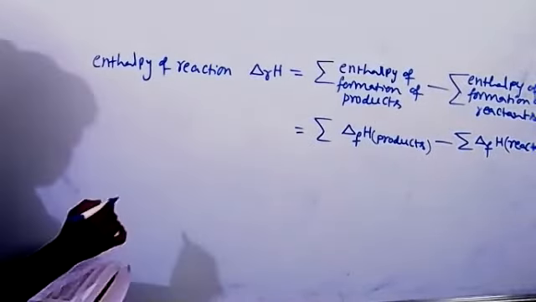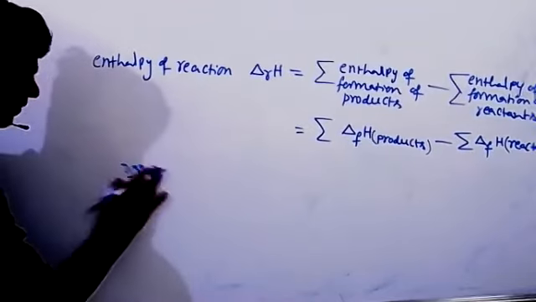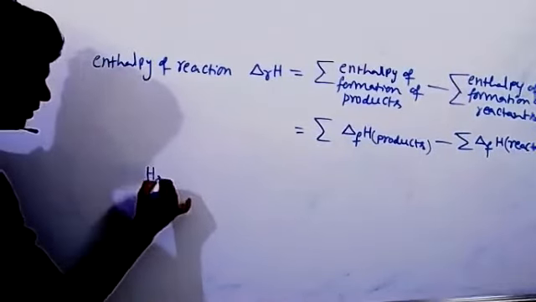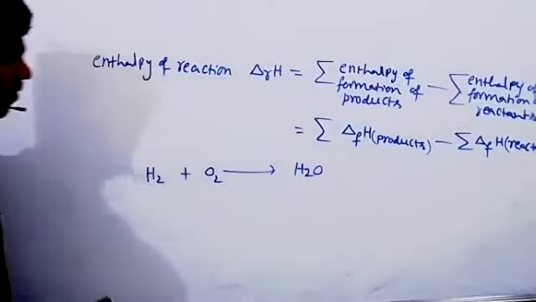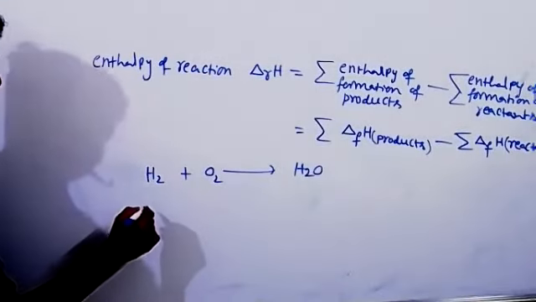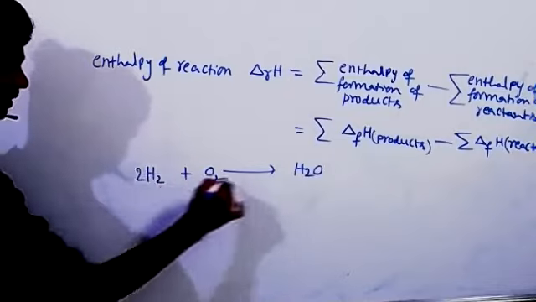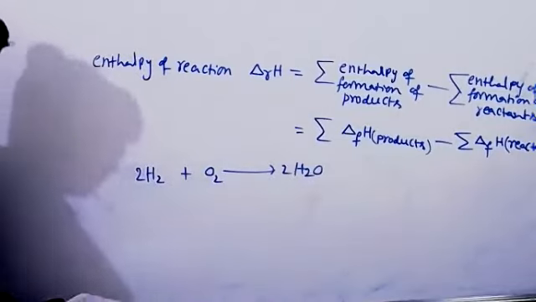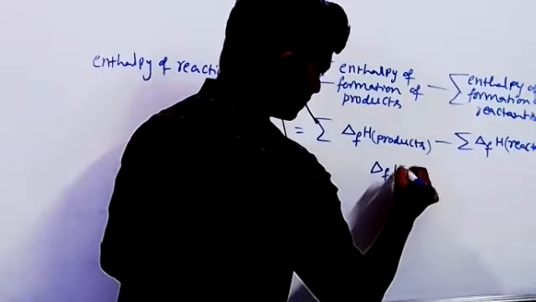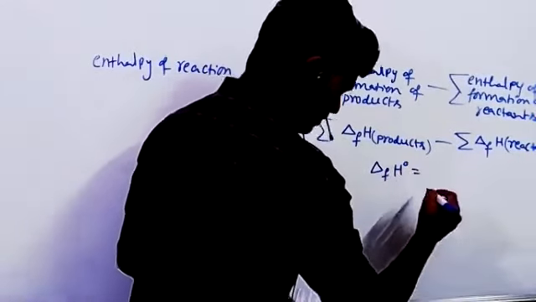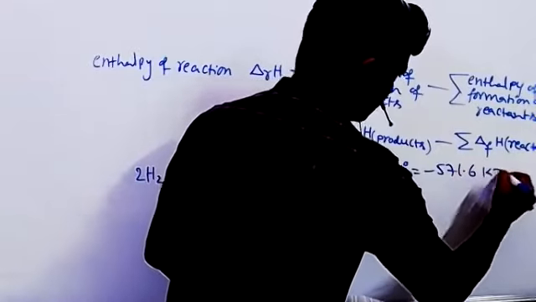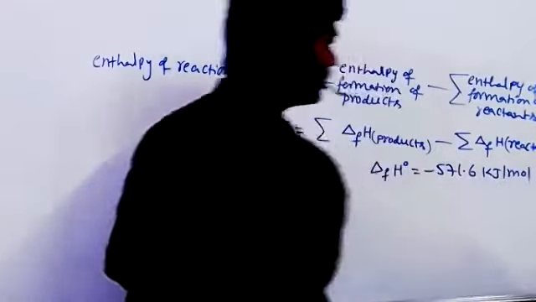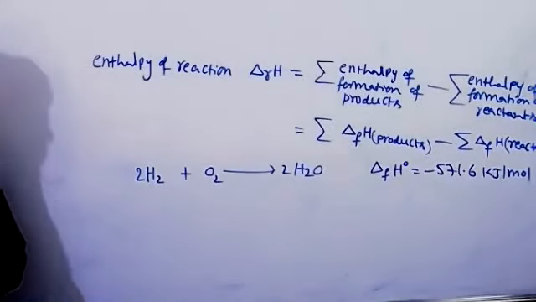Don't write, just listen. This reaction, formation of H2O: H2 plus O2 gives H2O. So balance the equation: 2H2 plus O2 gives 2H2O. This enthalpy of reaction, or enthalpy of formation, given standard values, is minus 571.6 kilojoule per mole. Is it according to the statement?